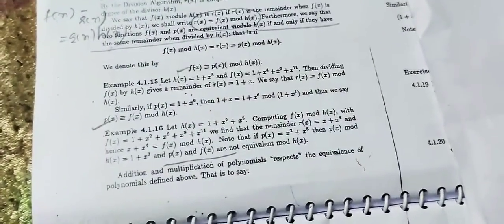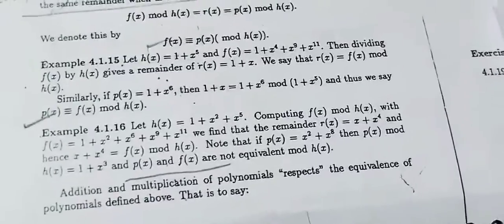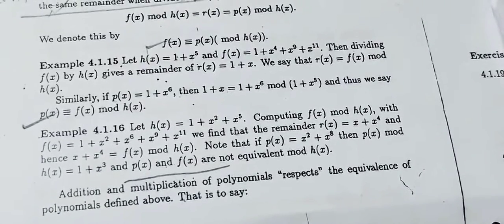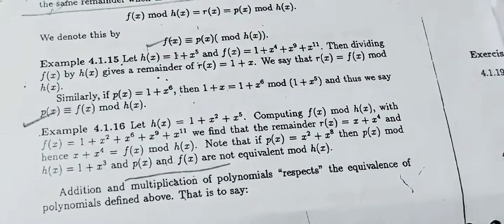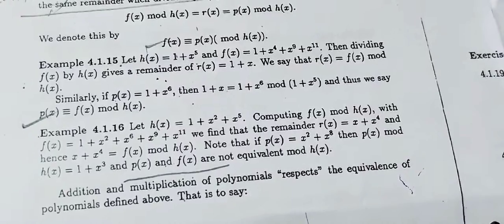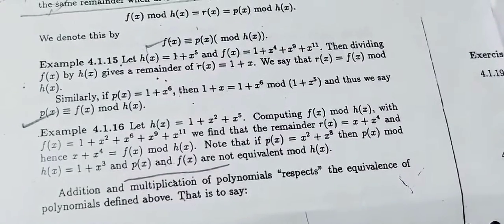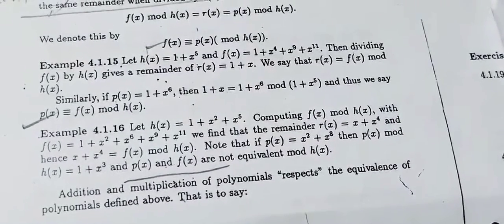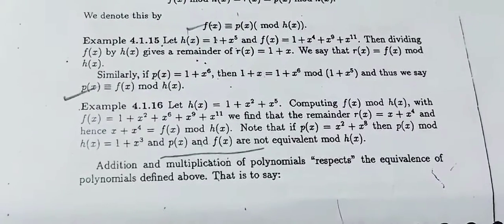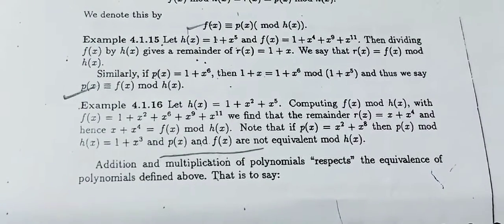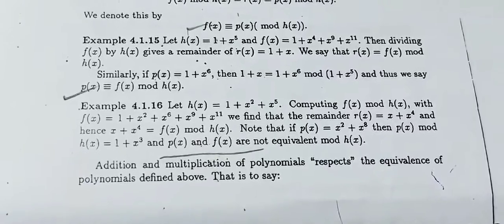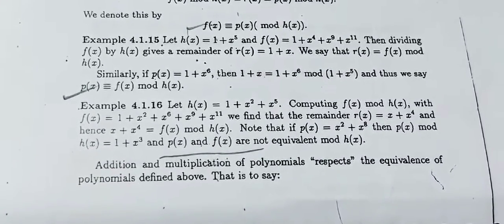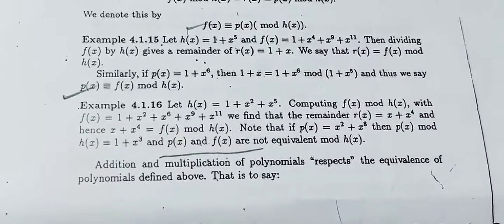So here this is a problem. Here h of x is equal to 1 plus x raised to 5 and f of x is equal to 1 plus x raised to 4 plus x raised to 9 plus x raised to 11. Okay, so f of x is divided by h of x. We get the remainder, and then check it. You have to check it. r of x is equal to 1 plus x. And also p of x is the polynomial 1 plus x raised to 6. They have common remainder 1 plus x.